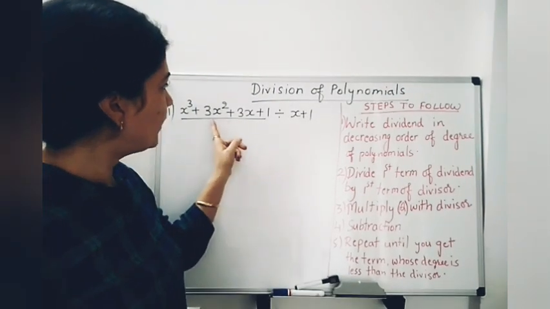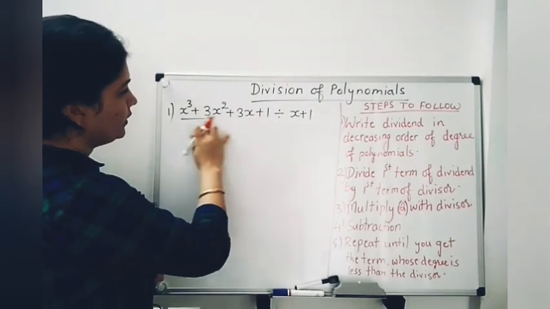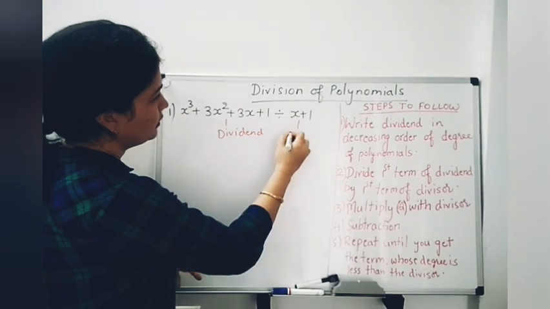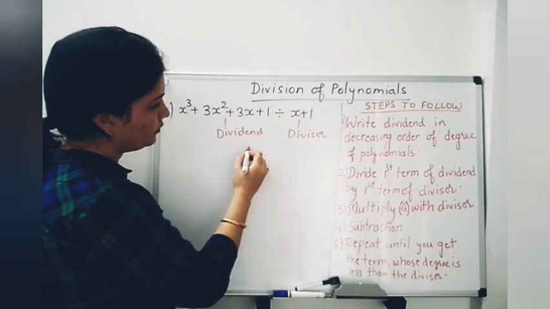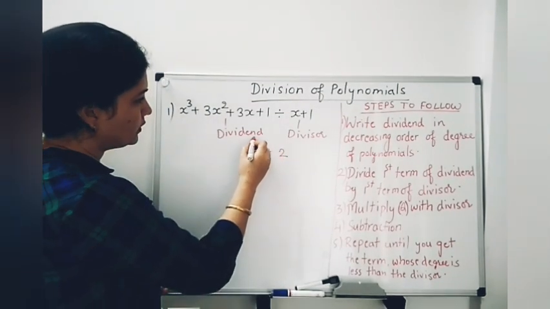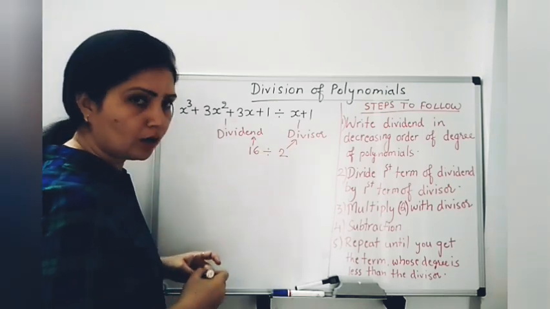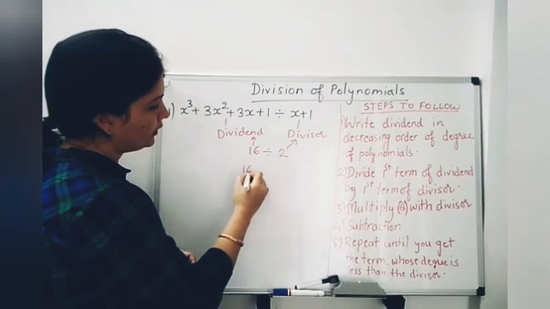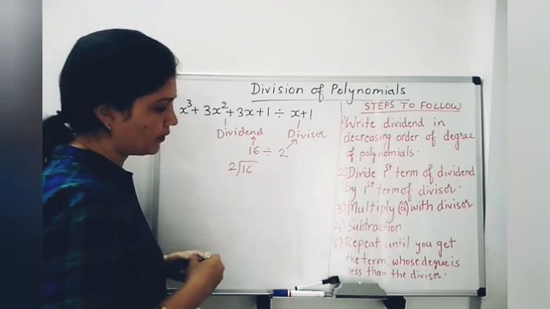When you have to divide any polynomial, we can write it as a dividend, and this is a divisor. We just compare it with that example. If you have to divide 16 by 2, 16 is the dividend and 2 is the divisor. When you have to divide, we will use the long division method. In the long division method, we usually write it in this way, if you remember. The same way we are going to divide it.